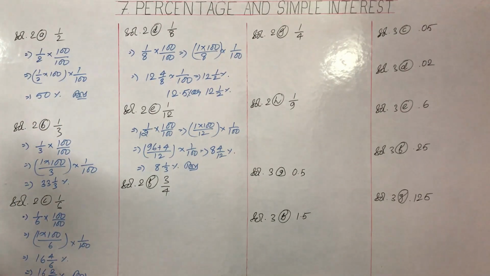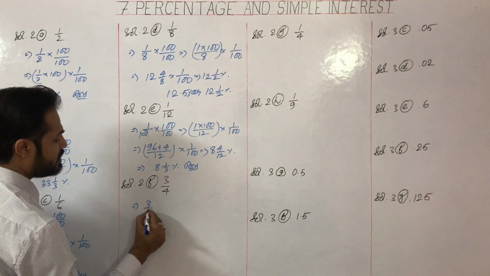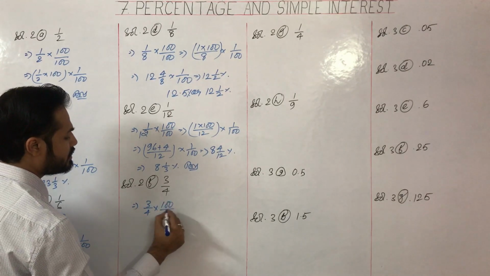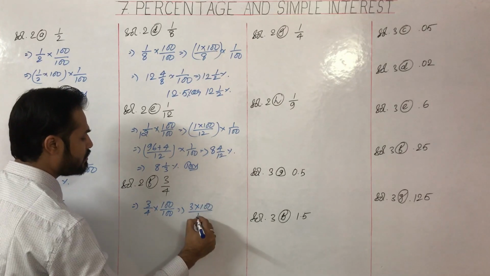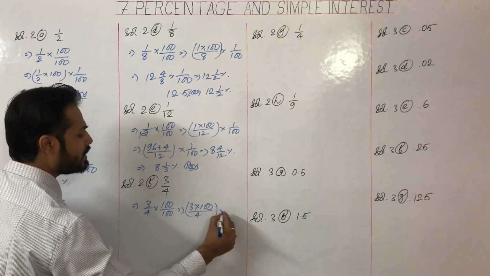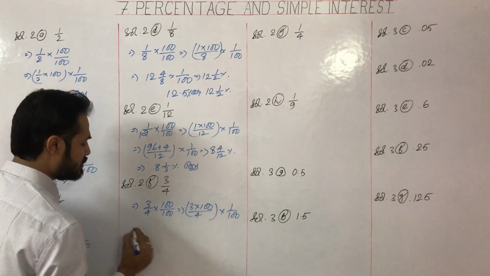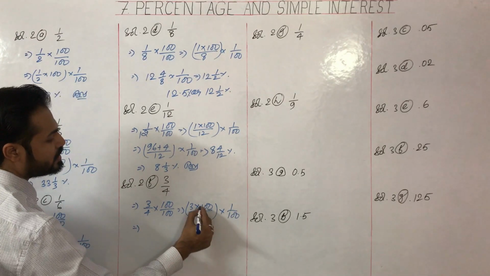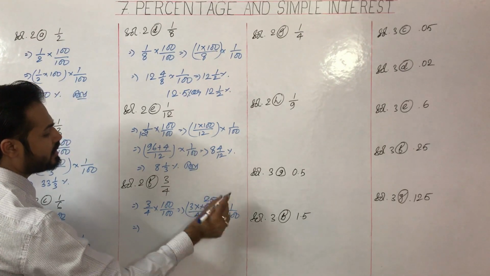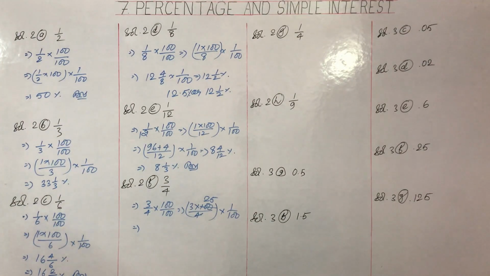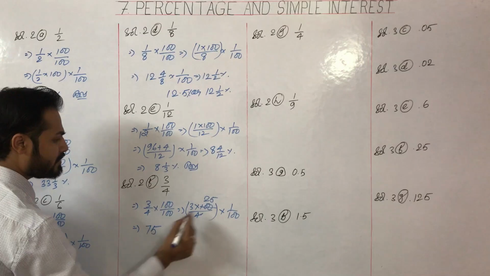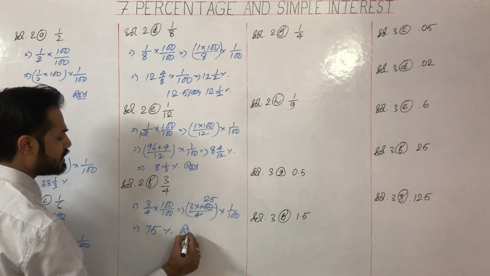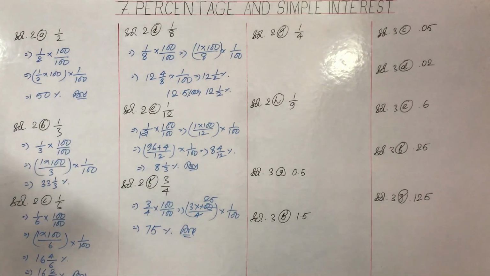Next, 3 by 4. So 3 by 4 into 100 by 100. In the next step, 3 into 100 by 4 and 1 by 100 separately. So 100 divided by 4 is 25. So 3 into 25, 75. 1 by 100 becomes percent sign. So 75%. 3 by 4 means 75%.